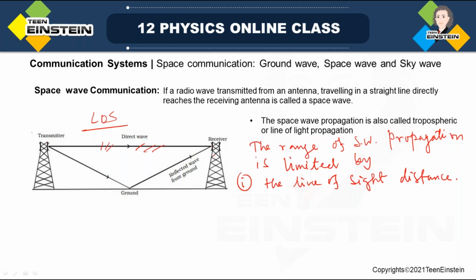Another factor is the curvature of the earth. Long range propagation is limited by it. So the range of space wave propagation is limited by two factors. One is the line of sight distance, that means the distance till which the receiving and transmitting antennas can see each other directly. And then the second point is the curvature of the earth.